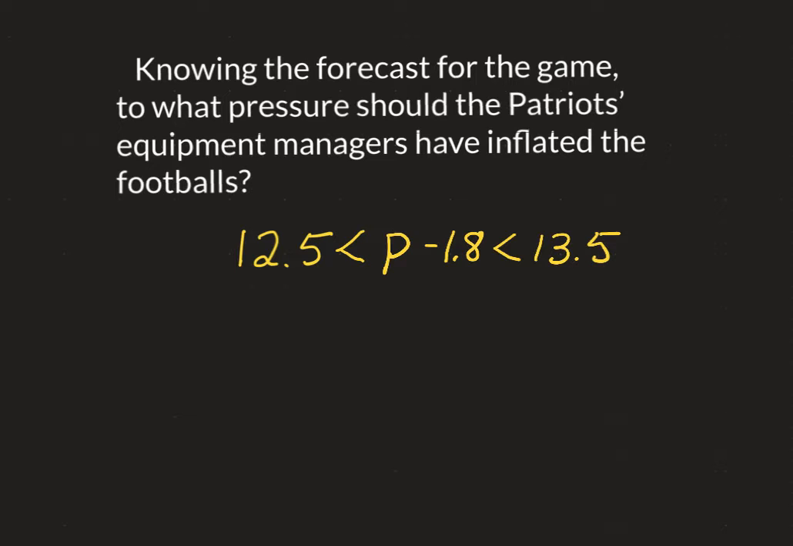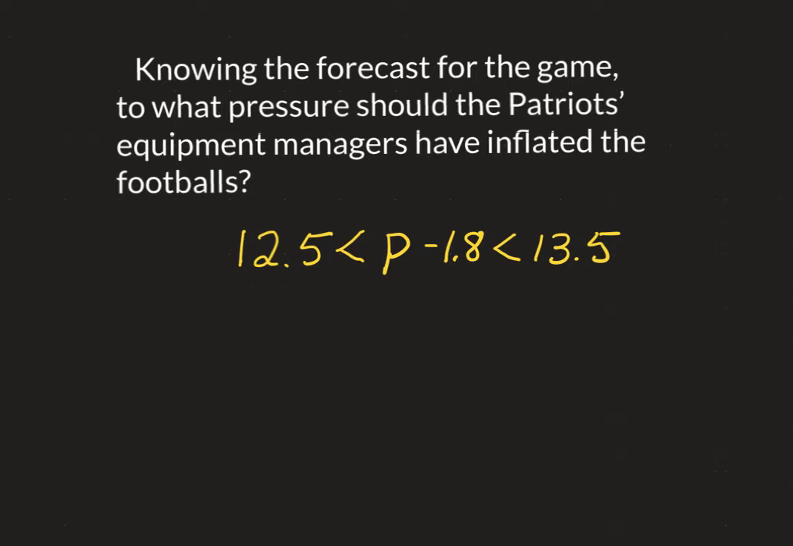Just as we do unto one side as we would do unto the other, we want to share the wealth. We want to be fair to everybody. We want to be fair to both sides of that compound inequality, which is what we have here. We have an inequality sign and another inequality sign. That means we have a compound inequality.